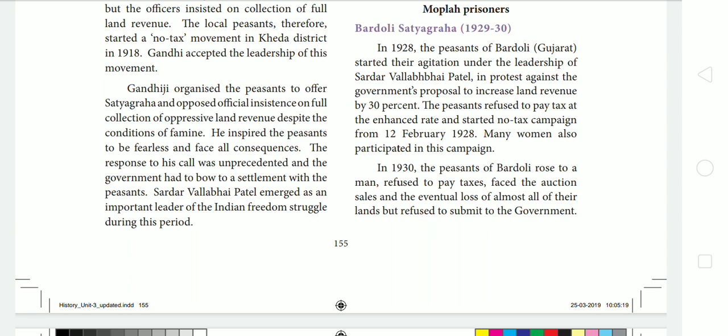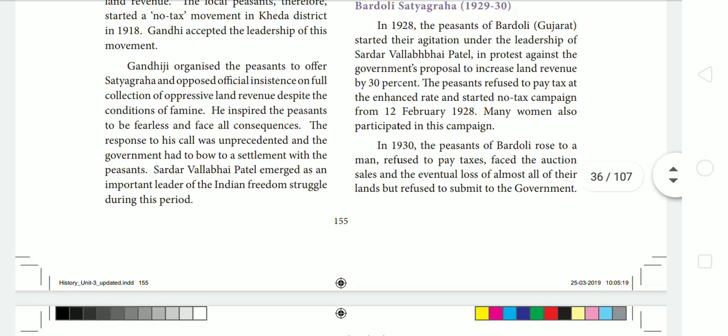So in 1930, the peasants of Bardoli rose to a man, and they refused to pay the taxes to the government and faced all the action taken by the government. Eventually they lost almost all their land to the government, but they refused to submit the tax to the government.